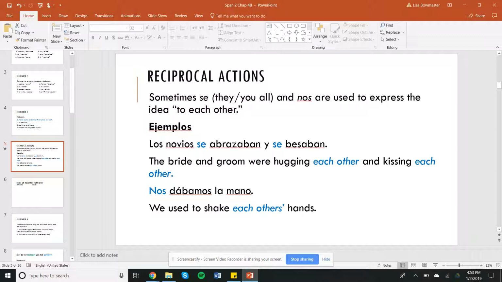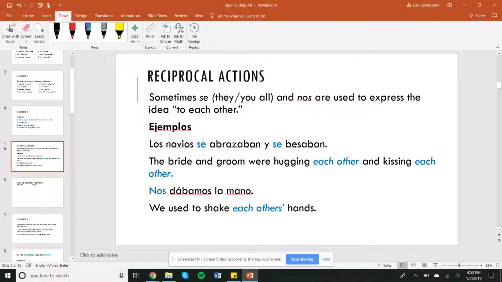But sometimes this se or the nos are used to express something different. They're used to express when we want to say to each other. So it's a little bit of interpretation.